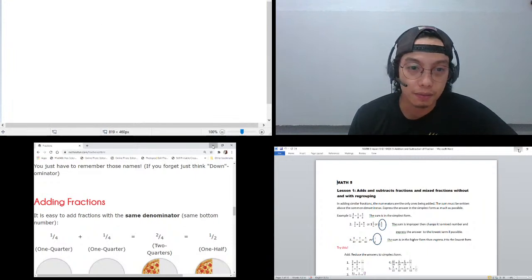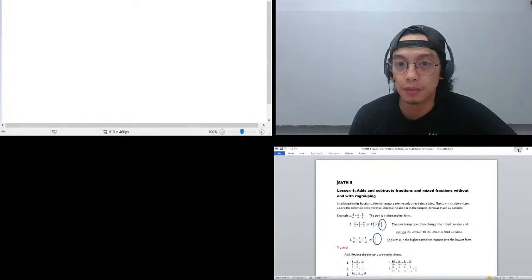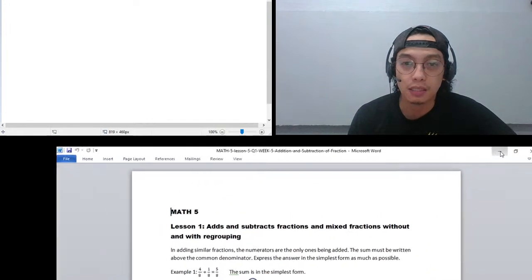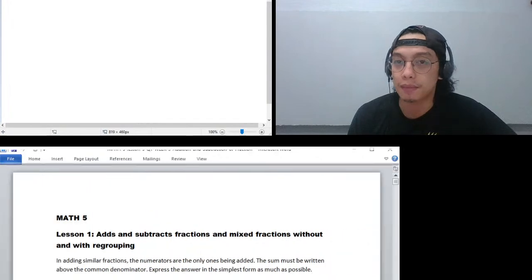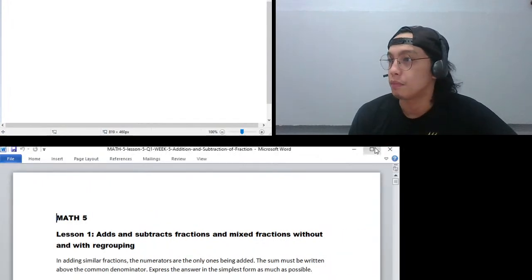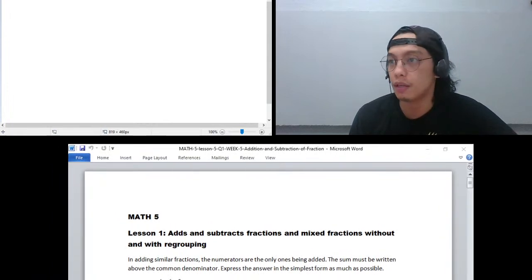Let's pause this first. Okay, let's talk about the module that we got from an elementary student. That's padakan gamay. Okay, what is it?